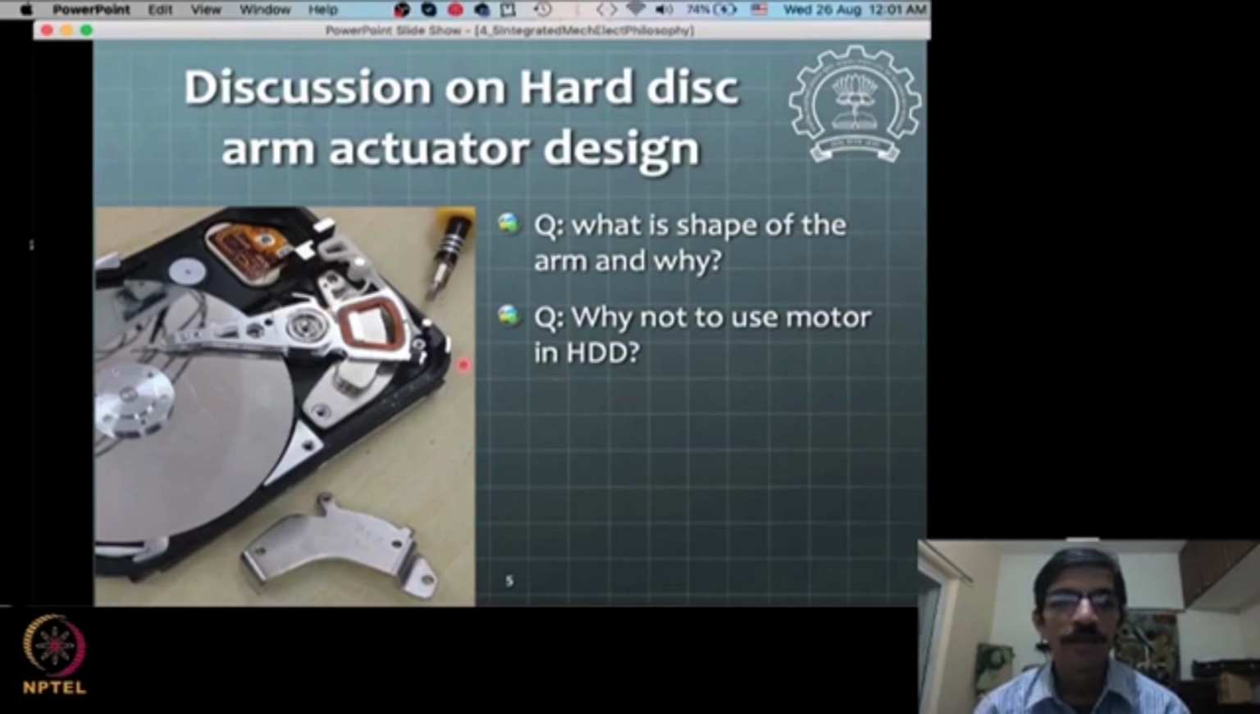Another thing is that there is a direct drive to this arm. This mechanical arm is not connected to a gear system or a sector of a gear, driven by a motor or a pinion attached to a motor. That kind of design is not there for the hard disk drive. We don't want to introduce any more friction. There may be some friction at this joint. This is a revolute joint, but it will have a bearing, and that bearing will cause only a rolling friction rather than any sliding friction.